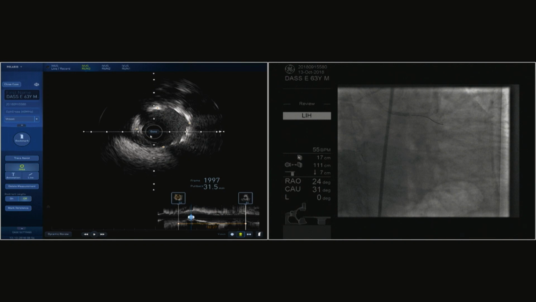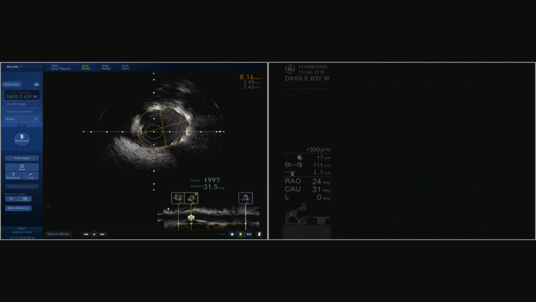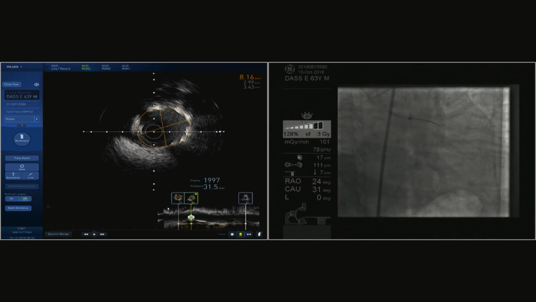Kirti, we have to wind up the session because we are running short of time. So, what is the FFR value into the circumflex? We're just about to balance it. We balance it, equalize it. Yeah, okay, great. In a minute, I can give you that. 8.16 is the stent area at the bifurcation.